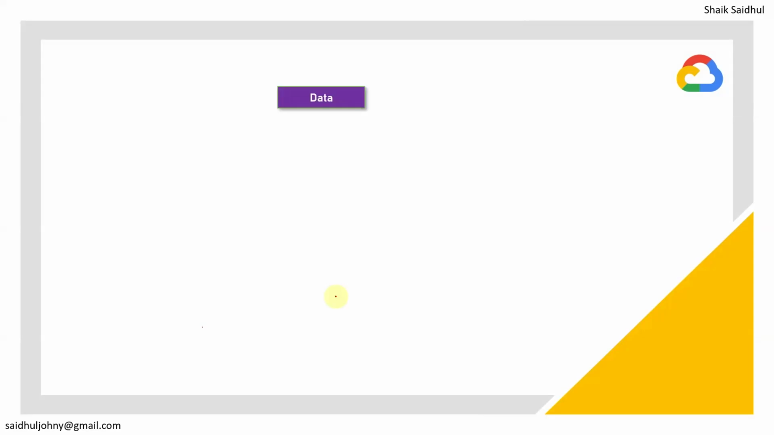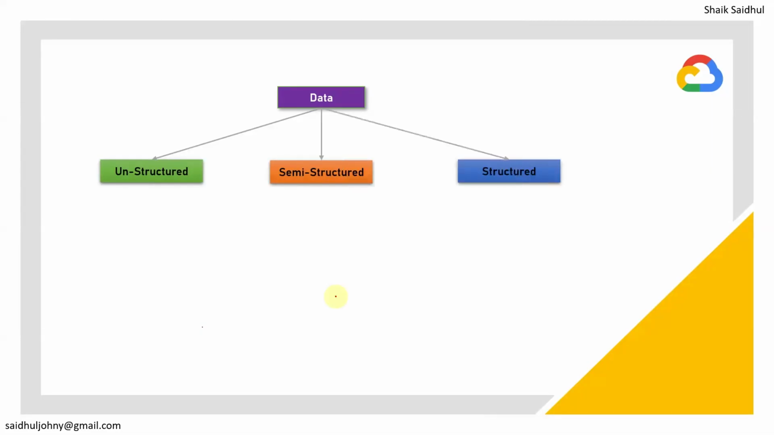When it comes to data, data is categorized into 3 types. Can you guys tell me what those 3 types are? Structured data, unstructured data, and semi-structured data. To deal with unstructured data in the Google Cloud Platform, we have GCS.